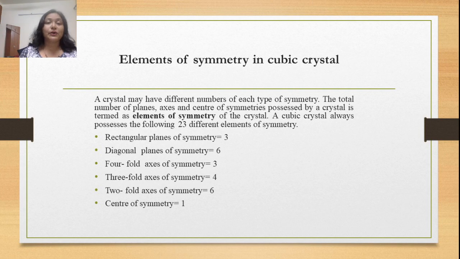So this is about the laws of crystallography.